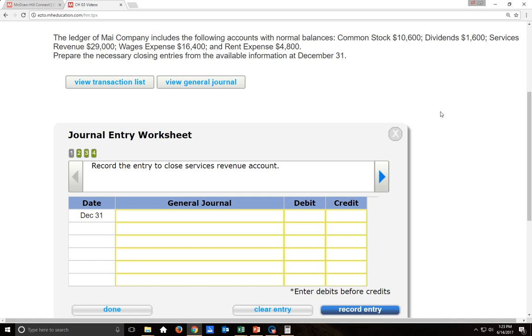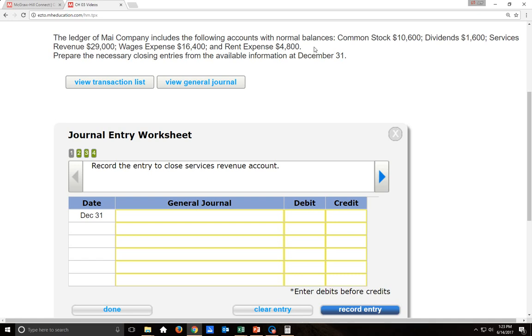Okay, and they tell us the ledger accounts with normal balances: common stock 10,600, dividends 1,600, service revenue 29,000, wages expense 16,400, and rent expense 4,800. So we're going to prepare closing entries. Now remember, there are 4 closing entries.